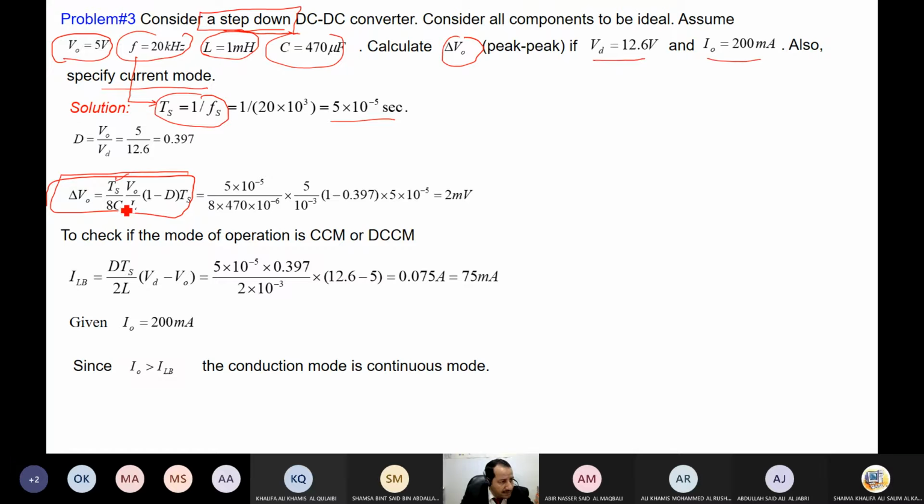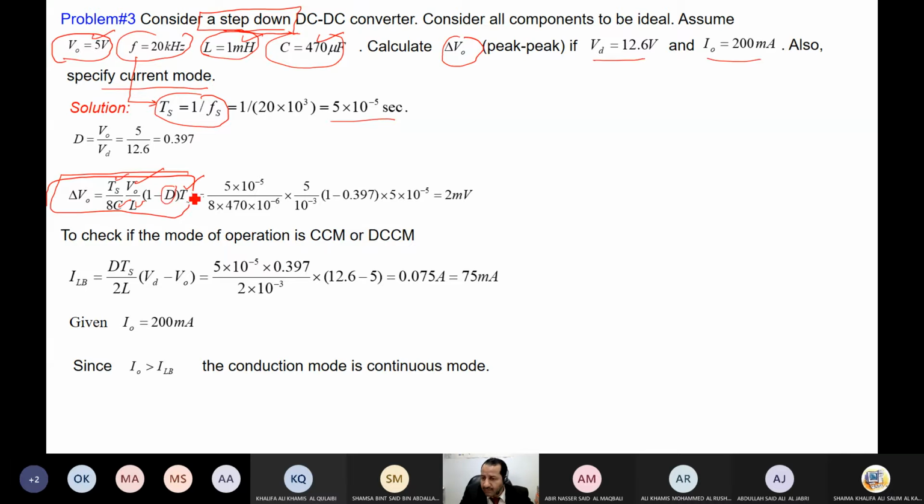Do I have C? Yes, it is given in the question. This is C. Is L given? Yes, this is L. Is TS given? Again, I calculated it. VO, is it there in the question? Yes, VO is given. This is VO. What is left? D.